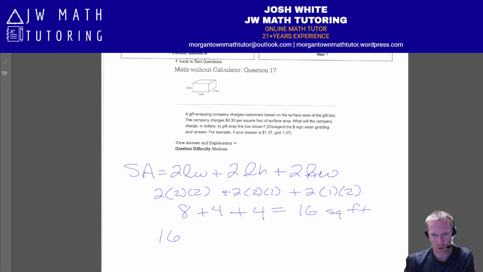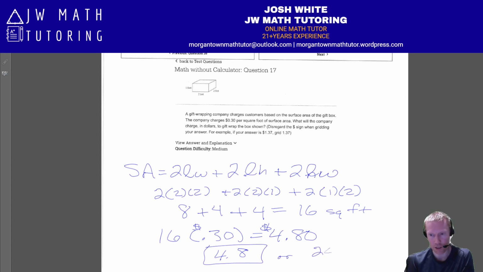So then we just have to multiply that by the 30 cents per square foot. That comes out to 4.8, or in other words, $4.80. So like it says here, don't use the dollar sign when gridding your answer in. So all you would grid in is basically 4.8. Now you could also technically grid in its improper fraction, so you could do 24 divided by 5 as well. But I think most people would probably just put in 4.8 as the decimal form of it.